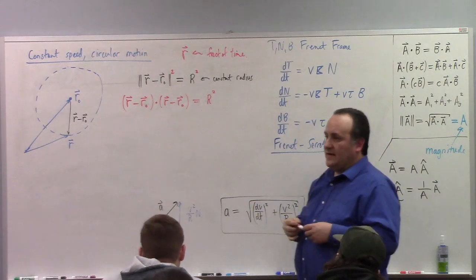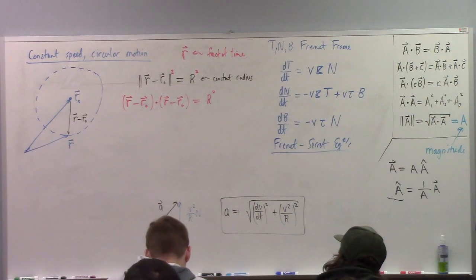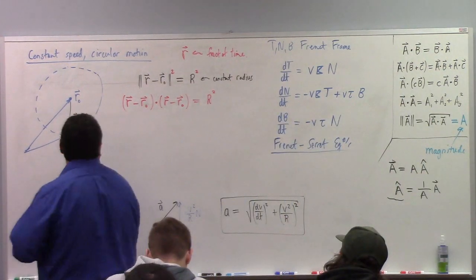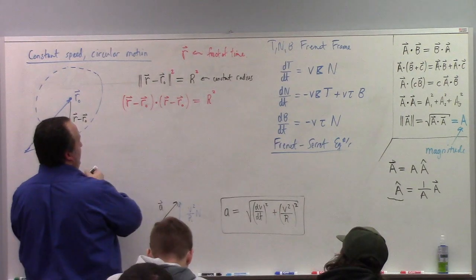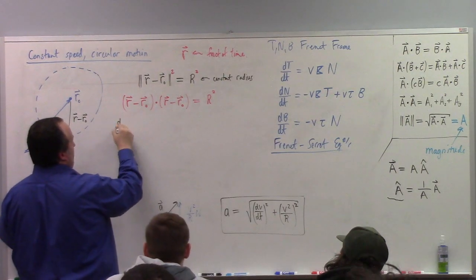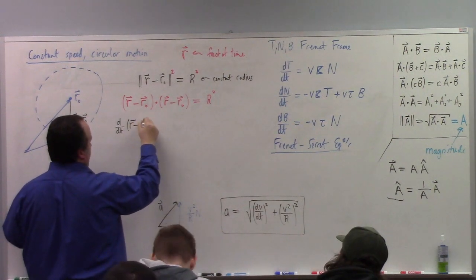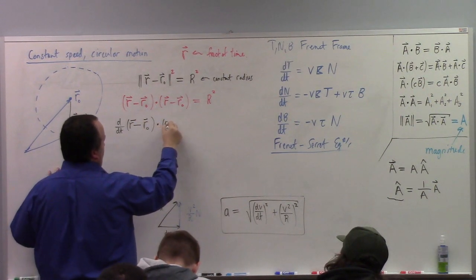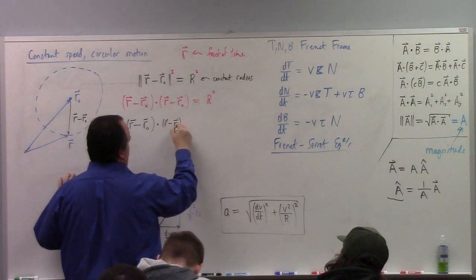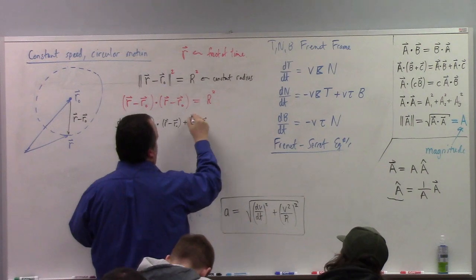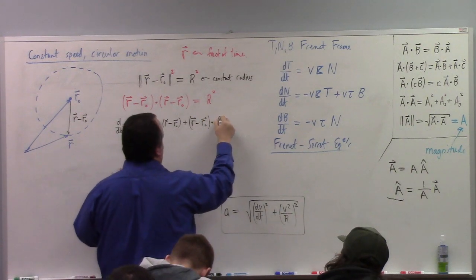So if this holds for all time, I can differentiate it, right? And what happens when I differentiate that? So you guys differentiate this with me, what do we get? We get d/dt of (r minus r naught) dotted with (r minus r naught), plus (r minus r naught) dotted with d/dt of (r minus r naught).